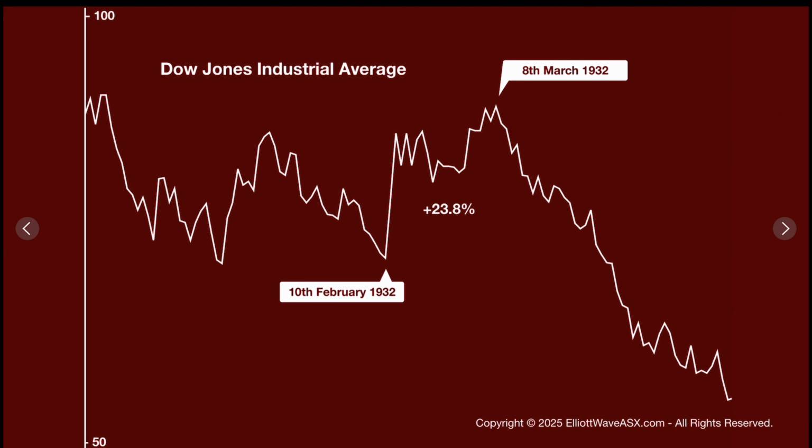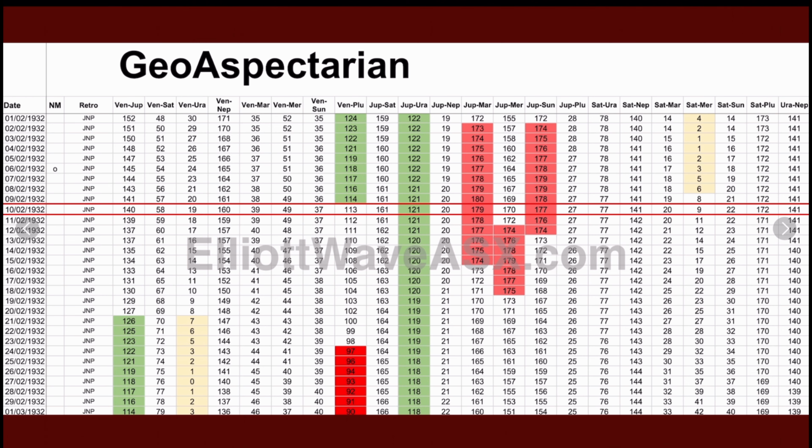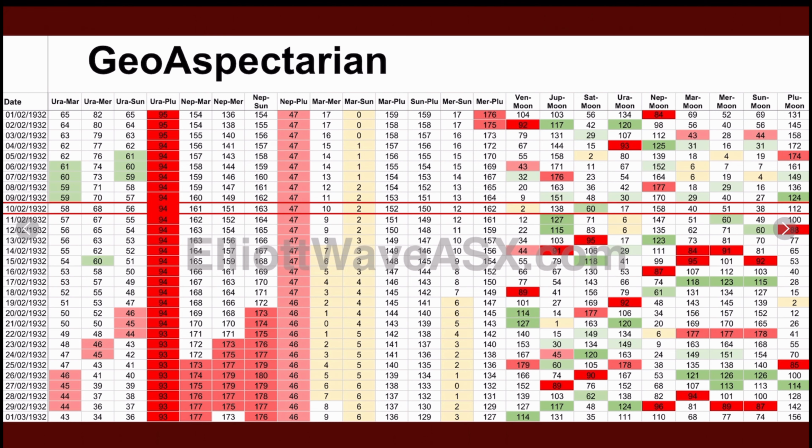Now back to how Gann predicted the 1932 February to March rally. Looking at the Geo-Aspectarian for the 10th of February 1932, we have Jupiter-Uranus in a trine, Jupiter-Mars opposite, Jupiter-Sun opposite, and scrolling to the right, we have Uranus-Pluto squared, Mars-Sun conjunct, Venus-Moon conjunct.